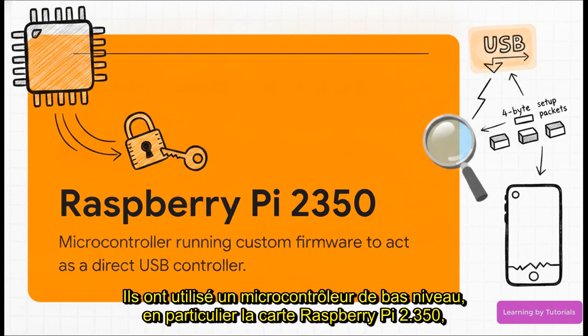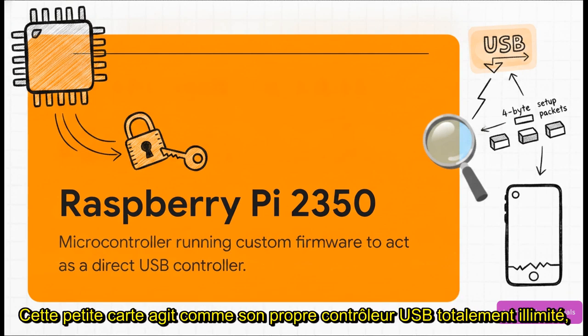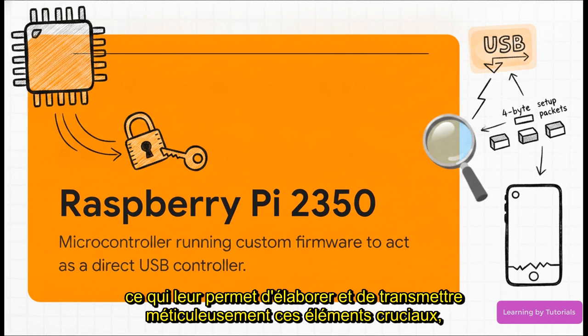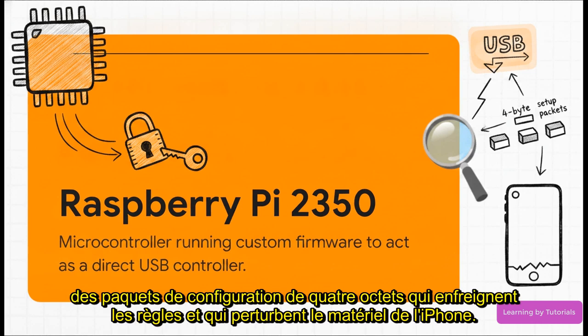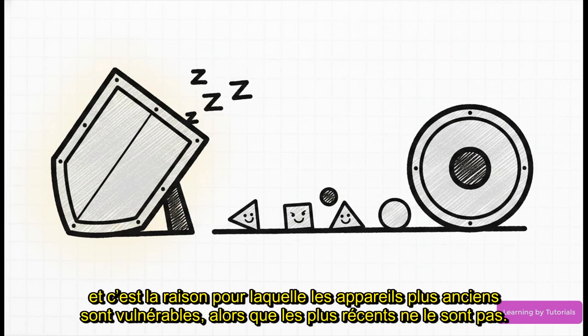They used a low-level microcontroller, specifically the Raspberry Pi 2350 board, and ran custom firmware on it. This little board acts as its own completely unrestricted USB controller, which allows them to meticulously craft and transmit those crucial, rule-breaking 4-byte setup packets that confuse the iPhone's hardware. But wait, there's actually one more hardware quirk needed to pull this off, and it's the reason older devices are vulnerable while newer ones aren't.